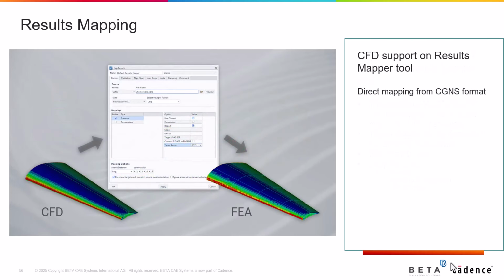The Results Mapper now includes support for CGNS or CFD General Notation System files, allowing CFD results to be seamlessly mapped onto FEA models. This enhancement enables the transfer of pressure or temperature loads directly from CFD simulations to structural models.